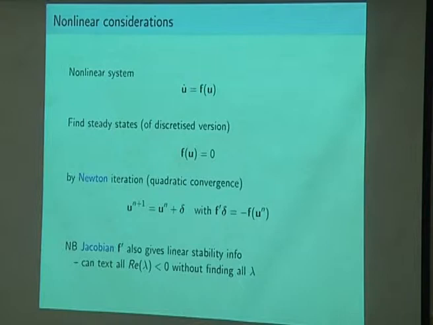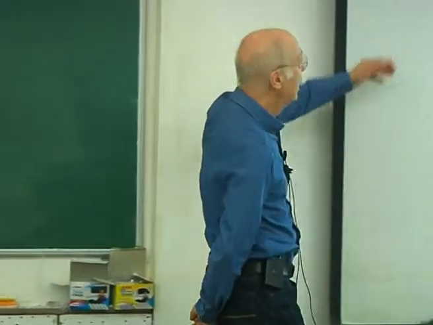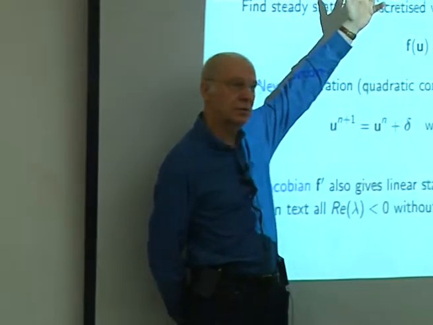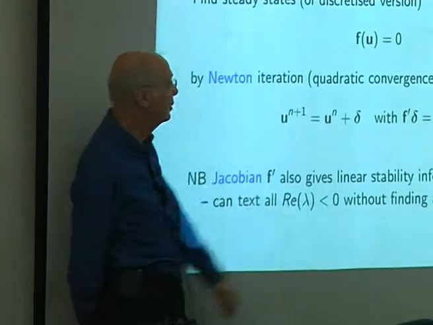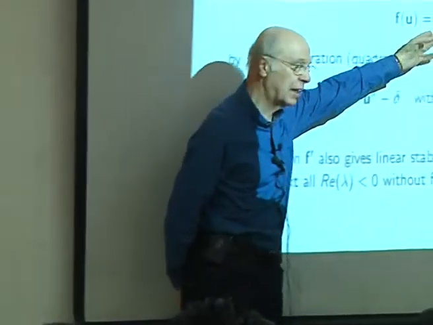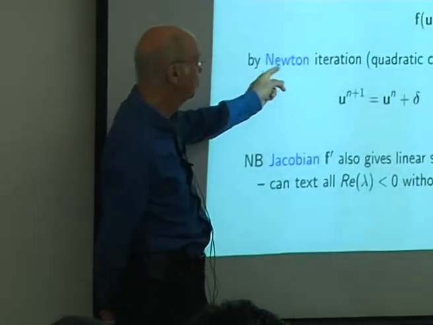However, you sometimes do want to find the steady state, and probably the steady state as you vary the Reynolds number or some parameter. So this is about finding steady states. Obviously, this is not the partial differential equation, but the discrete version by some method or other. You're trying to find where that vanishes, and one can use Newton iteration.